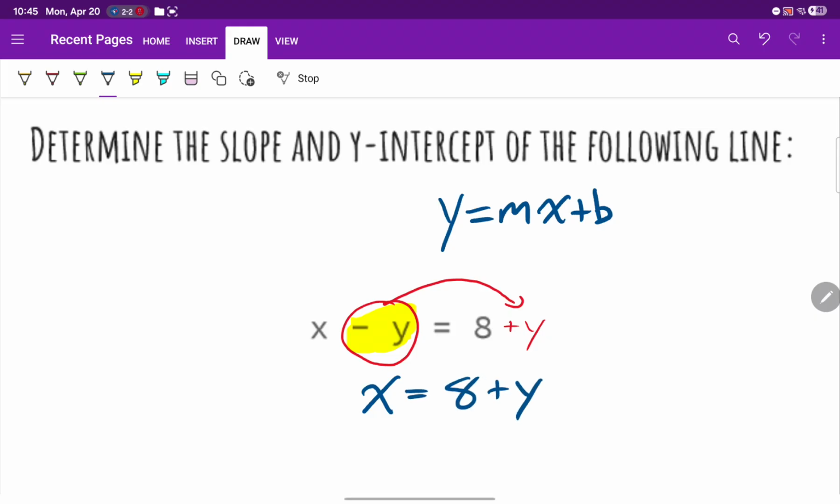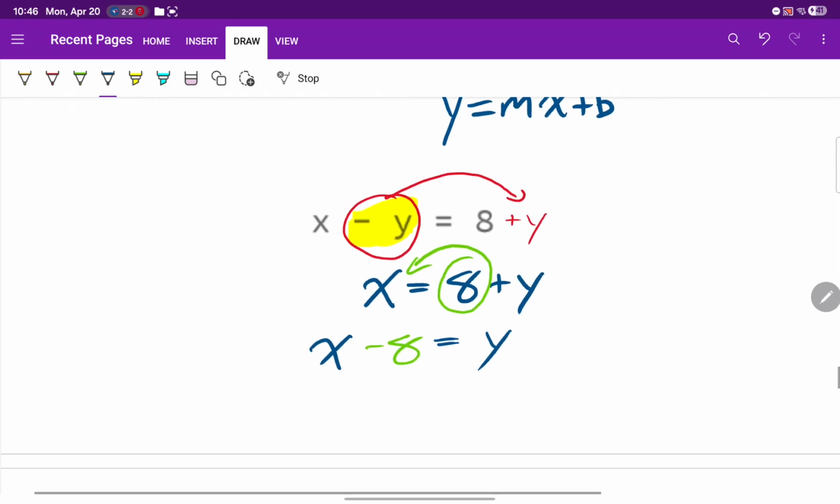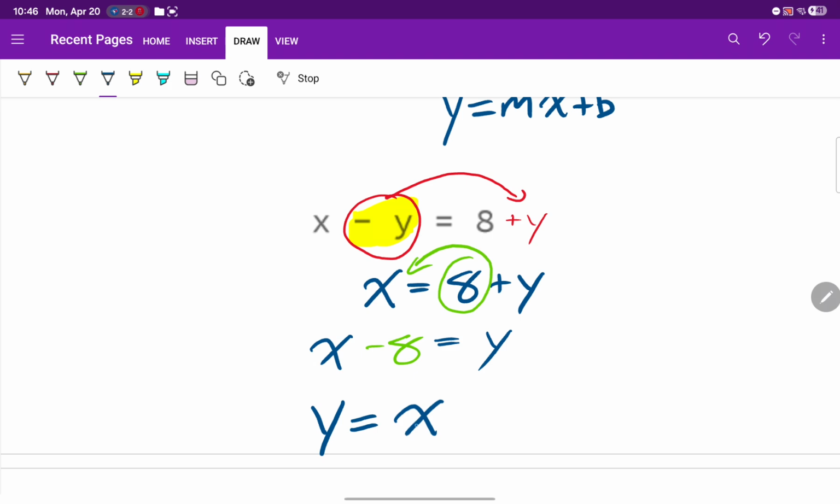Now all I'm going to do, I want to get y by itself. I'm going to bring this 8 to the other side, where it becomes x minus 8 equals y. And now that y is by itself, you can just flip this around and write y equals x minus 8. And that's your final equation.